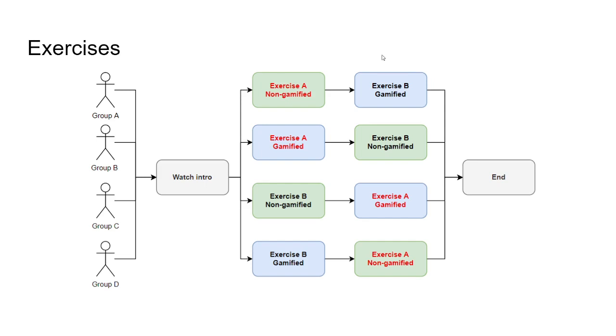After 45 minutes, there will be the second exercise, which will be, depending again on your group, the opposite exercise with the opposite evaluation method. That means that Group A will have exercise B with the gamified evaluation, Group B also exercise B without gamified evaluation, and so on for Group C and Group D, which will also have the opposite exercise and the opposite evaluation method.